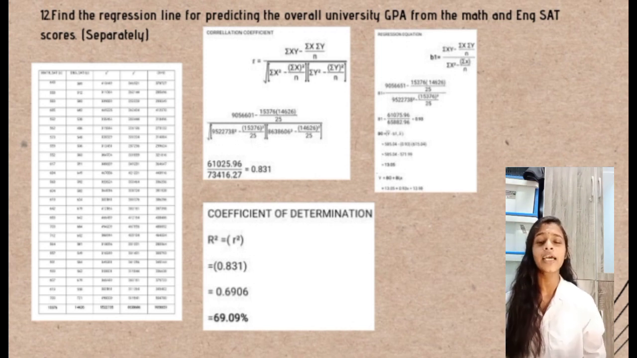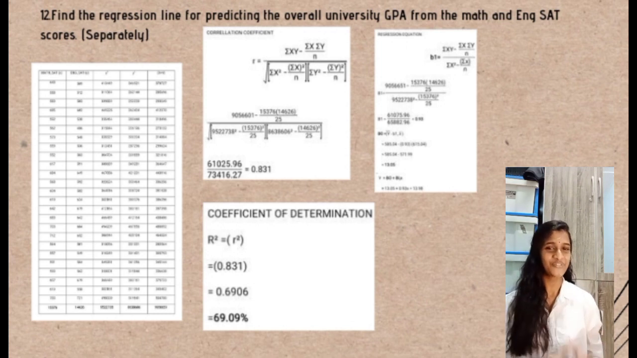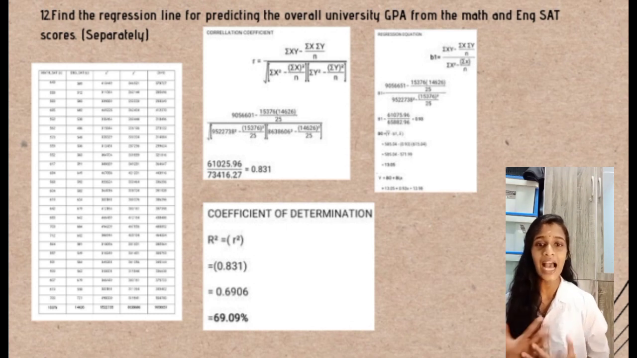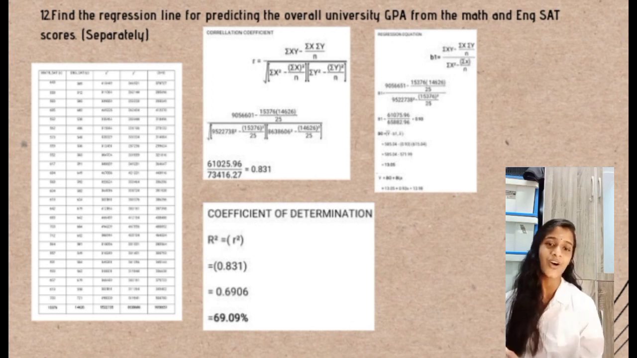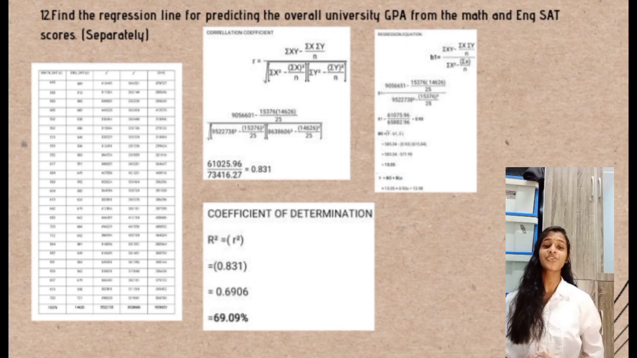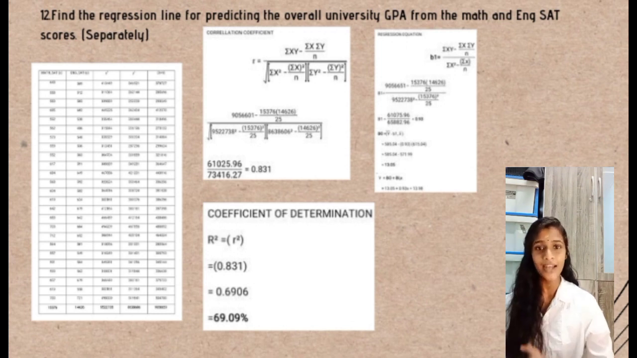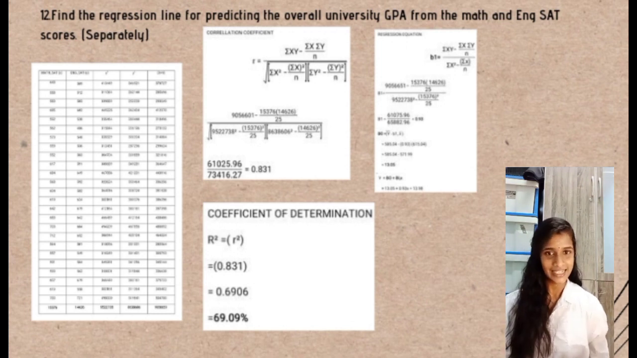9,056,651. After that, we have to find the correlation coefficient by using the formula, which I get as 0.831. After we get the correlation coefficient, we have to find the coefficient of determination, which is 69.09%. After that, we have to do the regression equation. We have to find B1. We will get 0.93, and for B0, we will get 13.05.